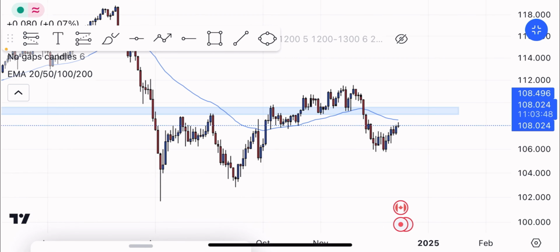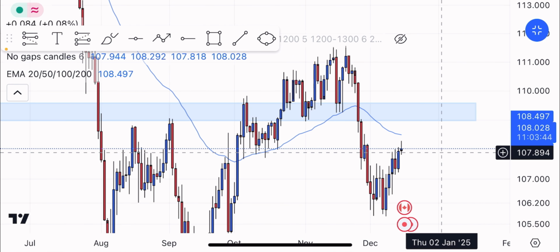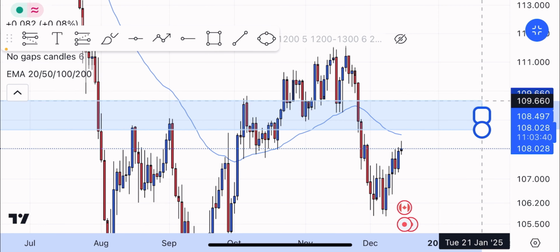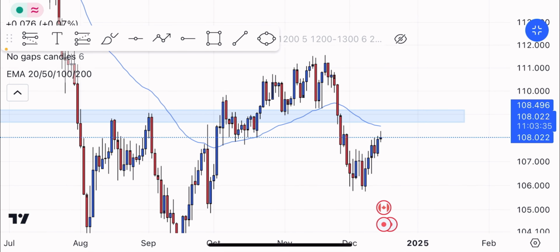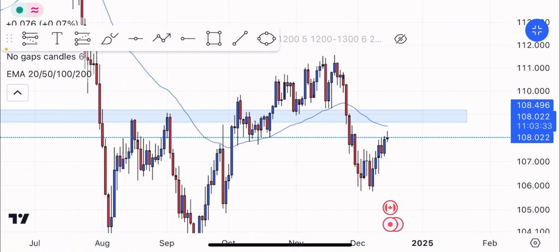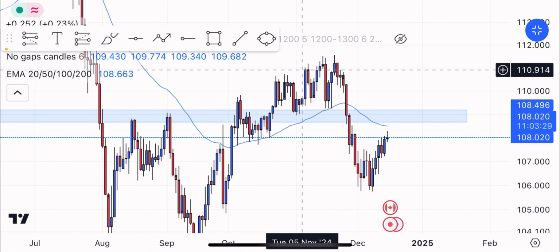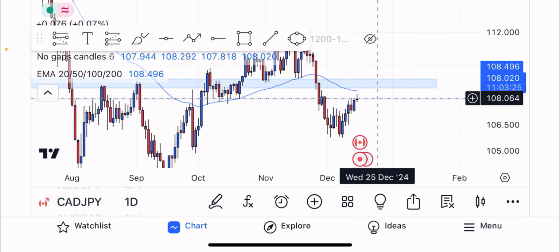And now in our CAD JPY, what can we observe? We can observe that price is actually getting to that key level, and you can see that price is retracing through that zone, and is also retesting the EMA level. So what we are expecting to see is a reversal from that key level and the EMA to give us a bearish movement.